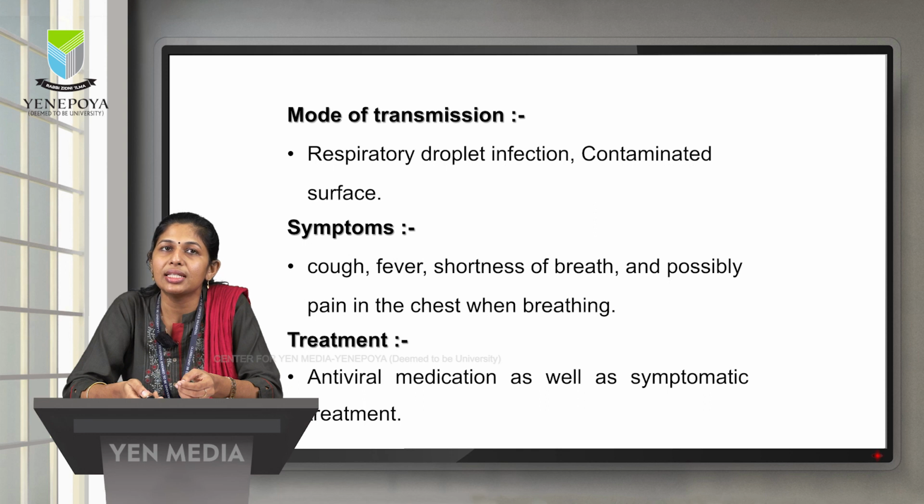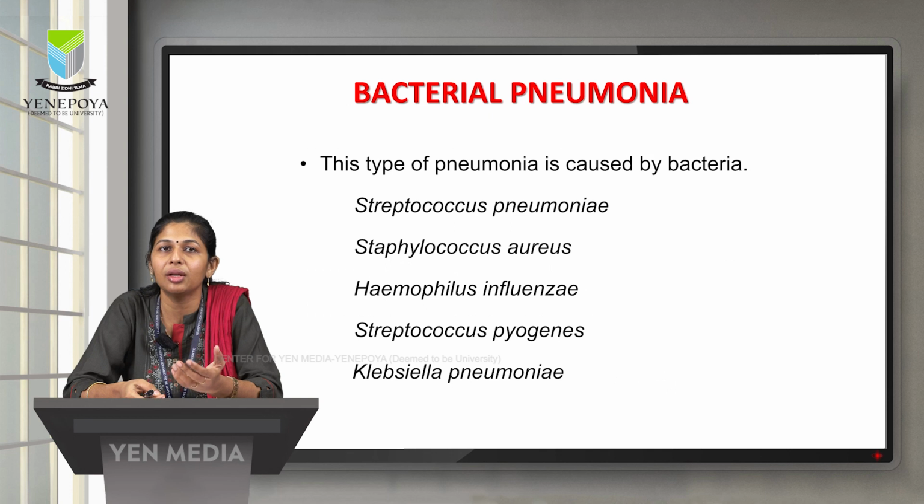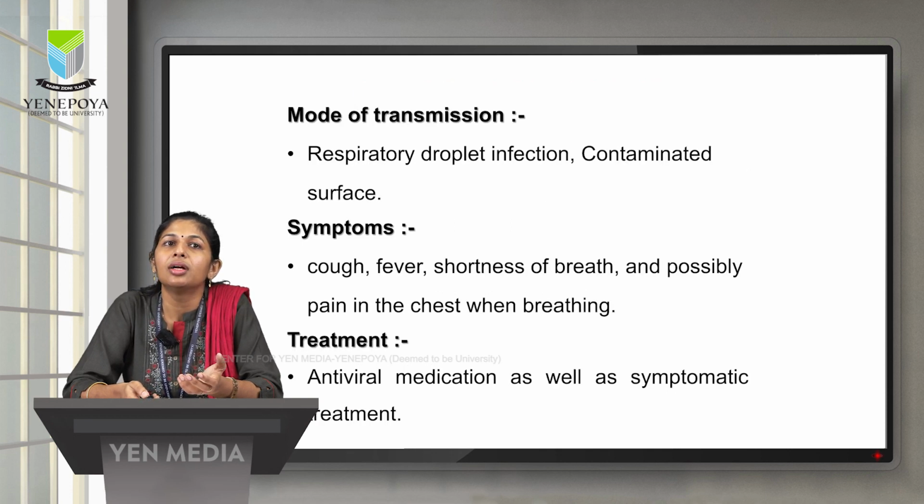Now we come to the signs and symptoms of viral pneumonia. As we all know, there will be fever, then cough, then shortness of breath or dyspnea can be seen in patients. Then in some patients there is the possibility of pain in the chest when they are breathing. Next, treatment. What is the treatment modality? What is the causative organism of viral pneumonia? The causative organism is a virus. So antiviral medication can be given as a treatment. Along with the antiviral medication, you can give symptomatic treatment also.